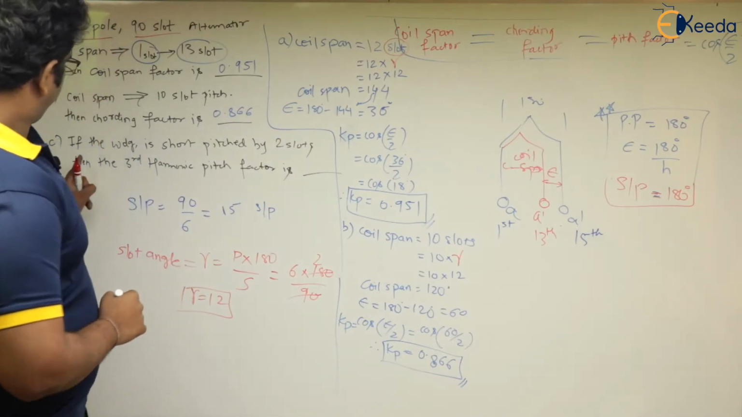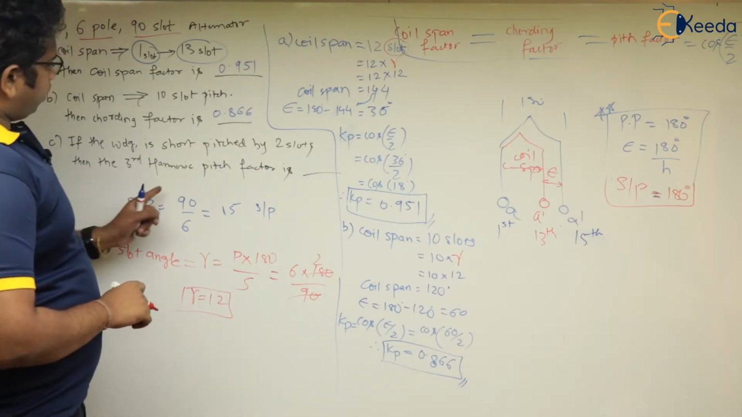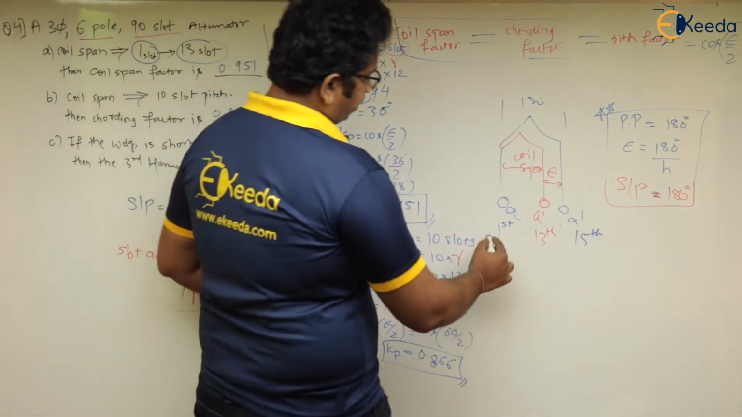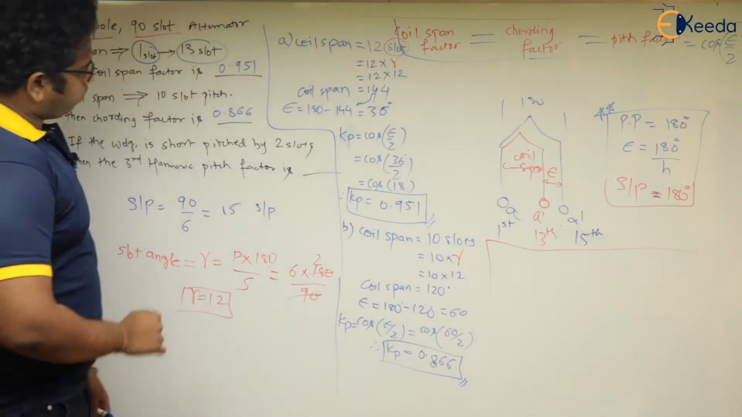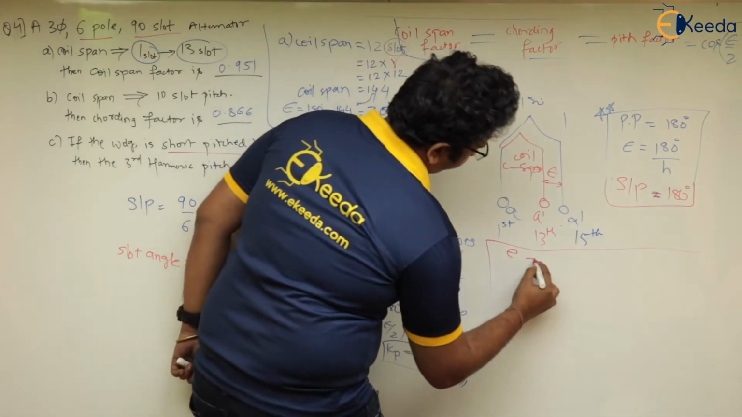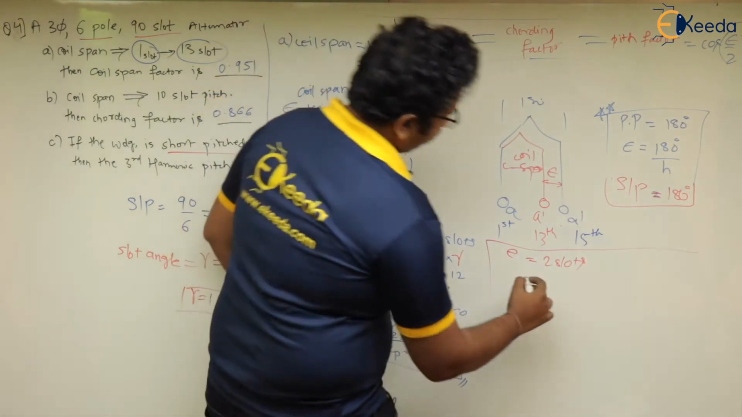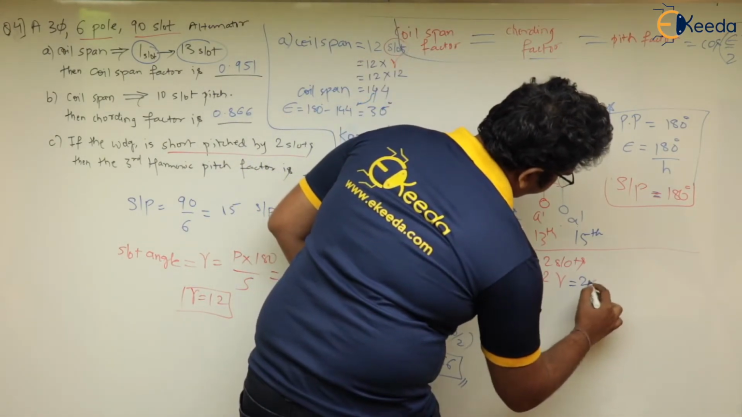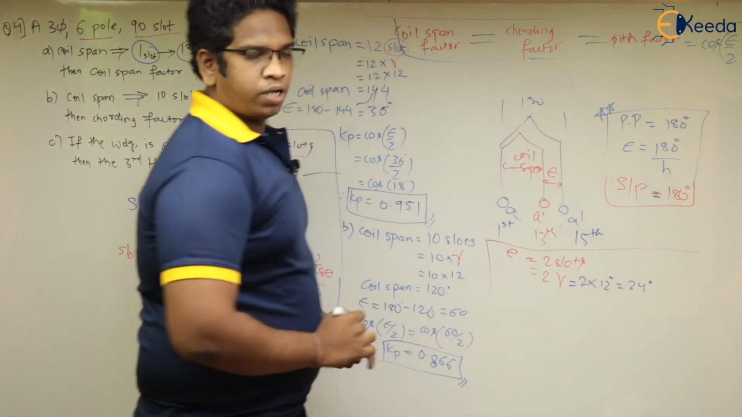Now, the next one. If the winding is short pitched by 2 slots, then what is the third harmonic pitch factor? They are not interested in coil span. They are interested in the short pitching angle. Short pitched by 2 slots, so the short pitching angle epsilon will be 2 times gamma, which is 2 into 12, which is 24 degrees.